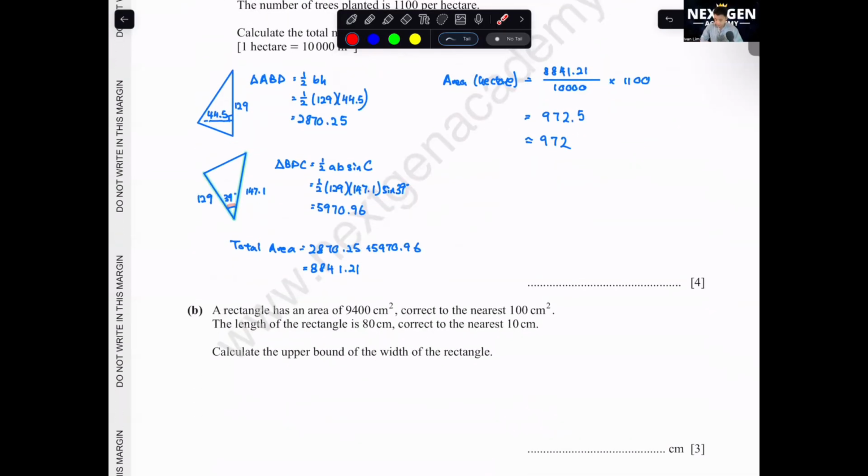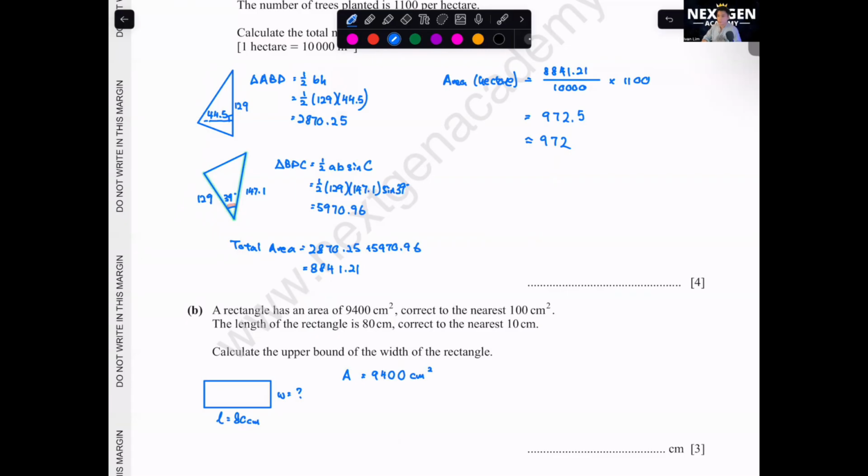Okay, question B. A rectangle has an area of 9,400 cm square. Correct to the nearest 100 cm square. The length of the rectangle is 80 cm. Correct to the nearest cm. Calculate the upper bound of the width of the rectangle. Okay, this has nothing to do with the top one. Okay, what is this rectangle here? Okay, we have length is equals to 80 cm. Okay, we don't know what is the width. Okay, area is equals to 9,400 cm square.